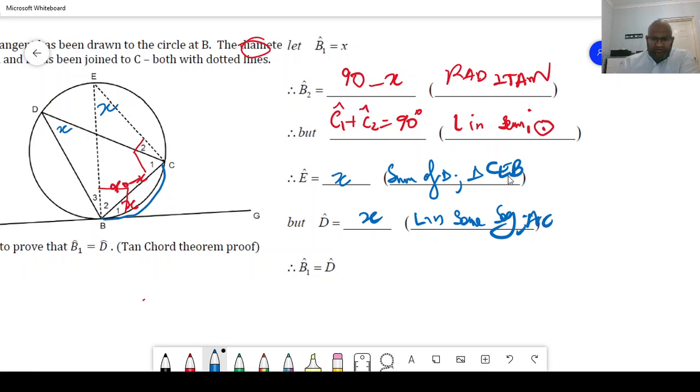Do I have to say which arc it is coming from? No. We are nice people. So we can just fill it in there. So it's angles in the same segment and it's coming from arc BC. As I said, you don't have to indicate or state the arc here. And in conclusion, therefore angle B1, as you can see here, let's change the color again, and therefore you see this angle here, it's of course equal to that angle here. Okay, and there's the tan chord theorem proven.